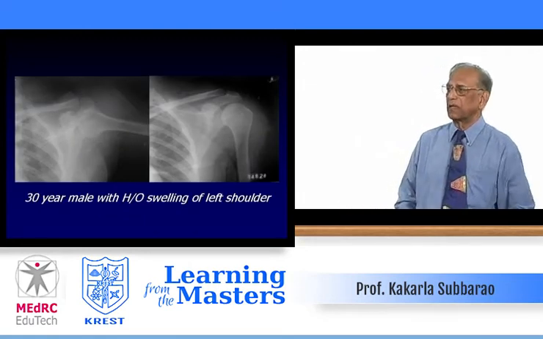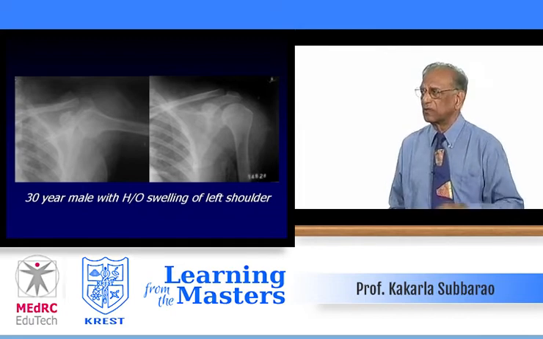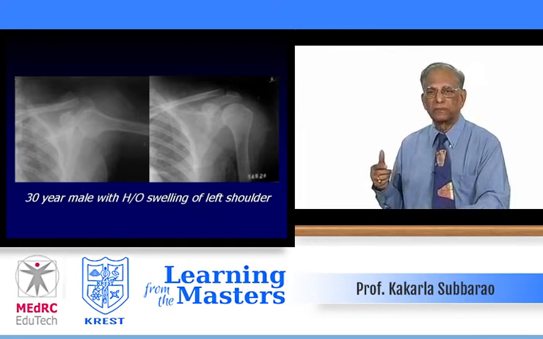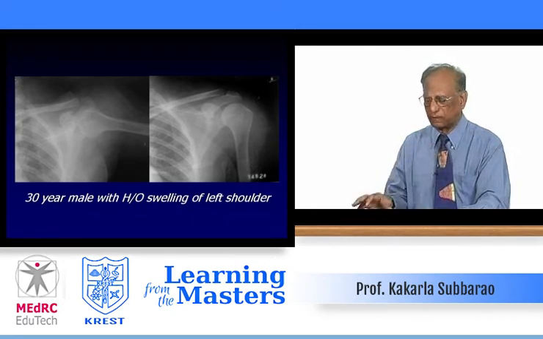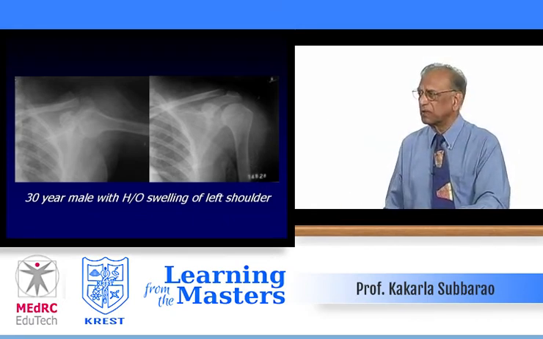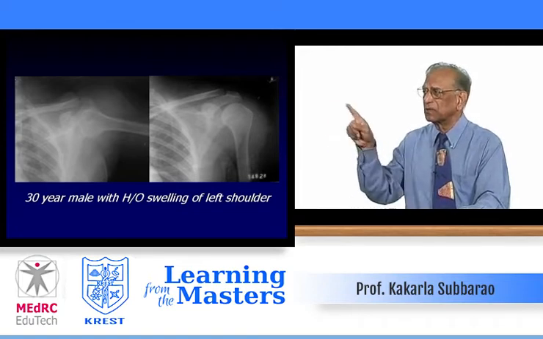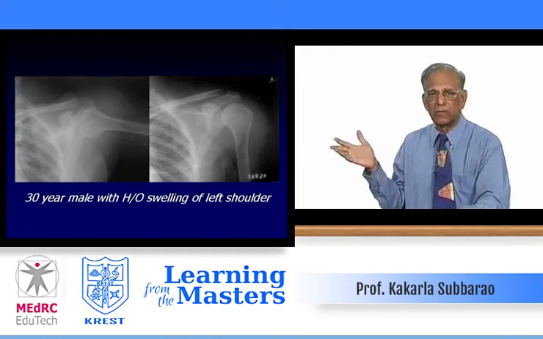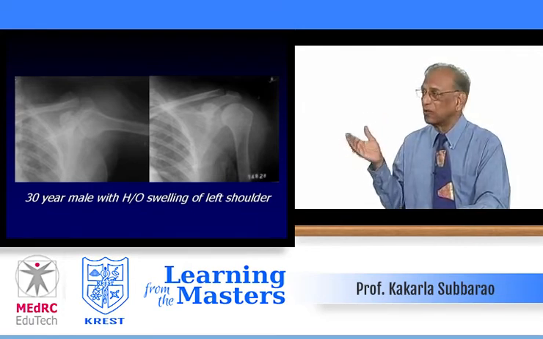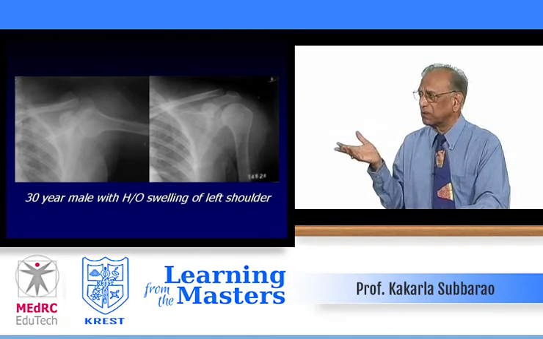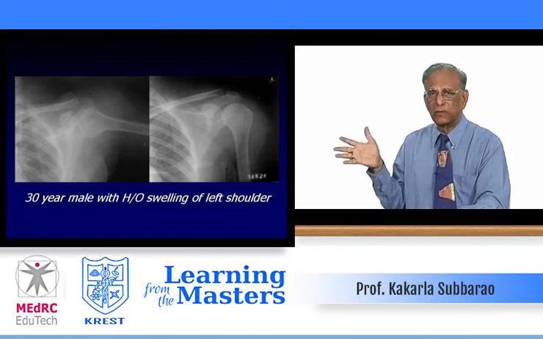This particular man, 30-year-old, with a history of swelling of the left shoulder. Little pain is there, but most important is the swelling. You see the plain films of the shoulder, you might find a soft tissue swelling. No characteristic; it's not a lipoma, it's not lucent, it is dense. So some soft tissue swelling is there. No bony erosion, neither the acromion, nor the head of the humerus, nor the neck of the humerus. There is no bony erosion at all.